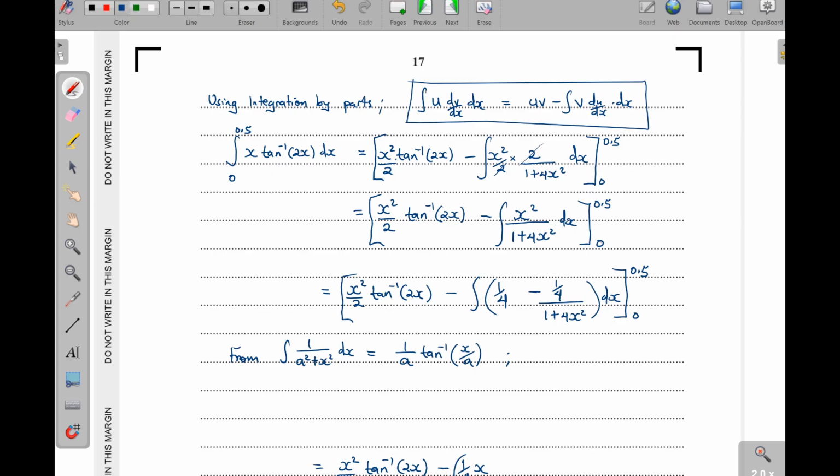We are going to have a quarter here, put a quarter outside. The integral of 1 over 1 plus 4x squared here is going to be, we have to factorize. Remember, the coefficient of x squared has to be a 1, right? So we have 1, then pull out a 4.